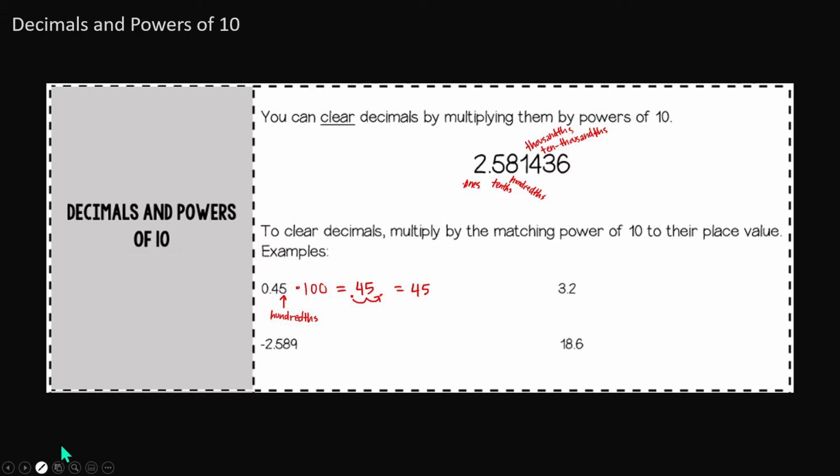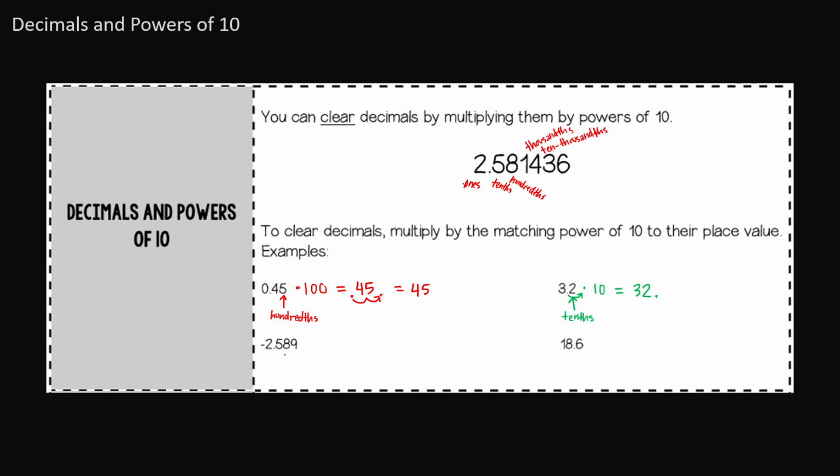Let's try a couple more. 3.2. The number after the decimal point, that's in the tenths place. The first place is the tenths place. And so we would need to multiply this decimal by 10. So tenths, tens, they correlate or they match with each other. If we multiply this number by 10, that means we're moving the decimal over 1 place. So 3.2 times 10 would be 32. That decimal has been cleared. It's over on the right side of the number now.